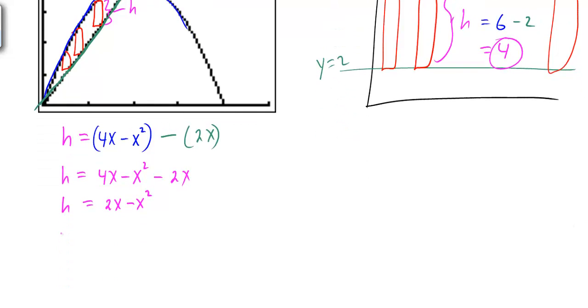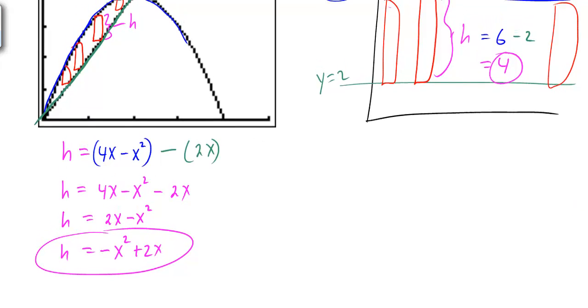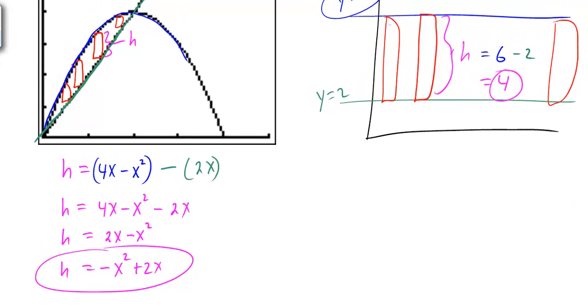And we could rewrite this, it doesn't matter, either one of these. You could put the x squared first if you want to put your exponents in descending order, so you'd have negative x squared plus 2x. So here we have the height of our rectangle. For example, if I want to know the height of the rectangle at 0, then at h of 0, we would end up with negative 0 squared plus 2 times 0. So at 0, the height is 0.